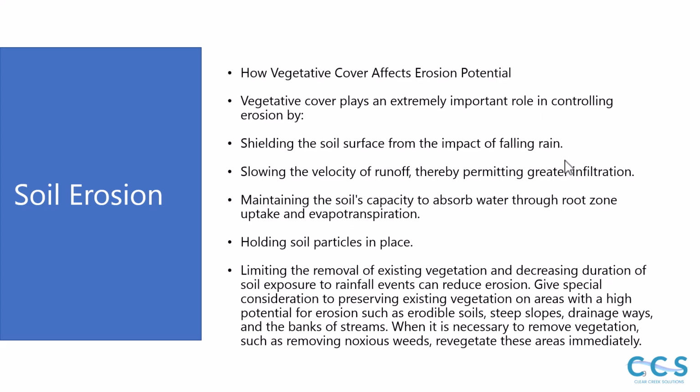So now we're going to go into vegetative cover. Vegetative cover plays an extremely important role in controlling erosion. It can do this by shielding the soil surface from the impact of falling rain, slowing the velocity of runoff, thereby permitting greater infiltration, maintaining the soil's capacity to absorb water through root zone uptake and evapotranspiration, and holding soil particles in place. So limiting the removal of existing vegetation and decreasing the duration of soil exposure to rainfall events can reduce erosion. Give special consideration to preserving existing vegetation on areas with high potential for erosion, such as erodible soils, steep slopes, drainage ways, and the banks of streams.